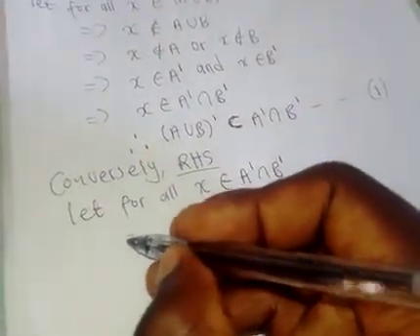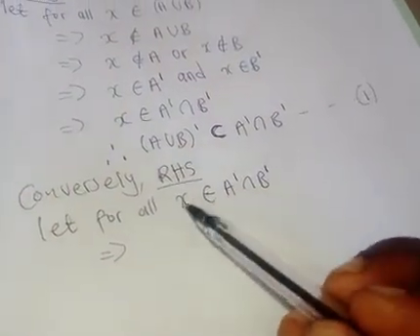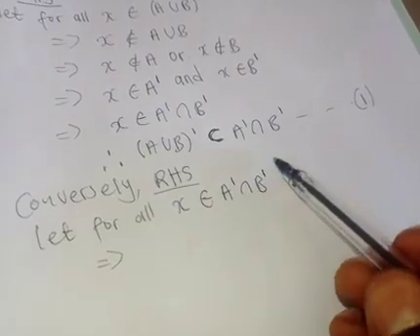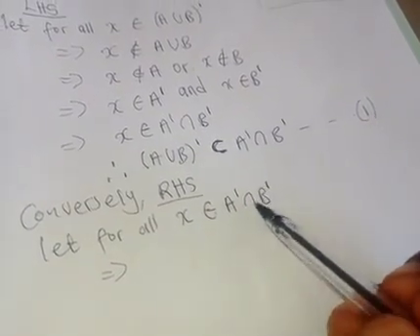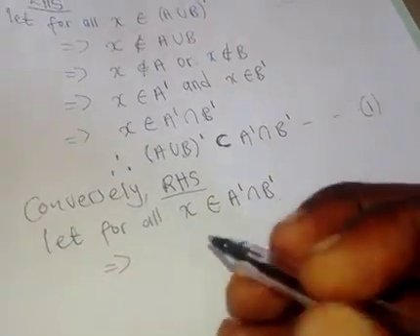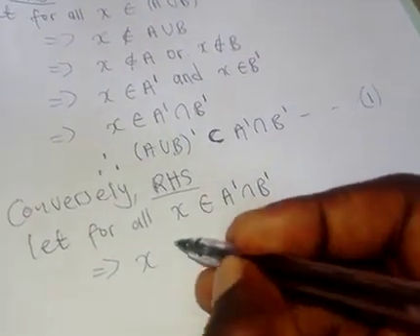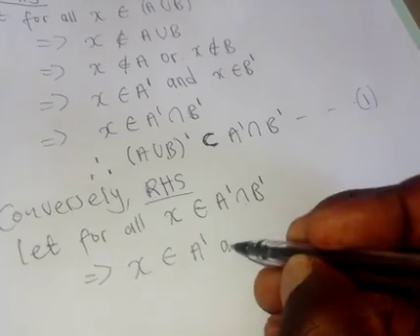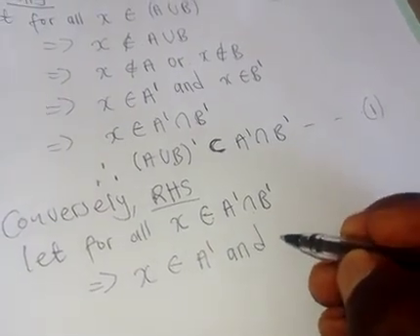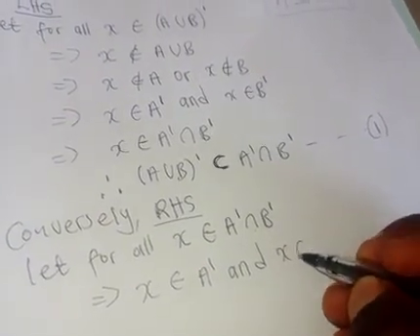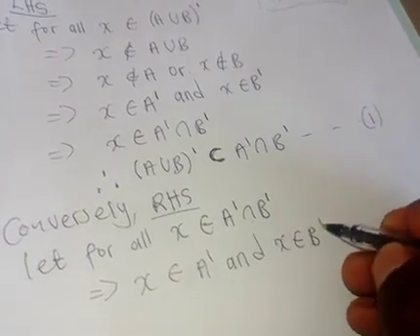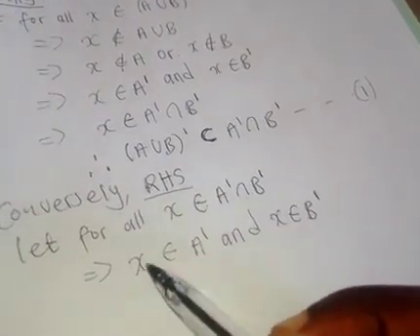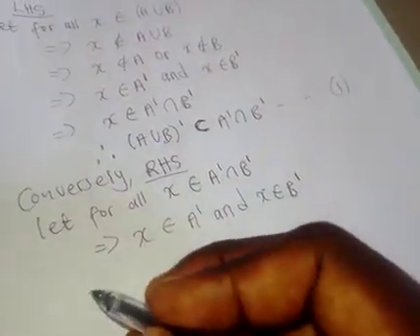So this implies that we have x being a member of A complement intersect B complement. For "and", let's separate them. Intersection is "and". So we say x is a member of A complement, and that's for intersection, and x is a member of B complement. We have separated them. Then from there, since x is a member of A complement, what does it mean?